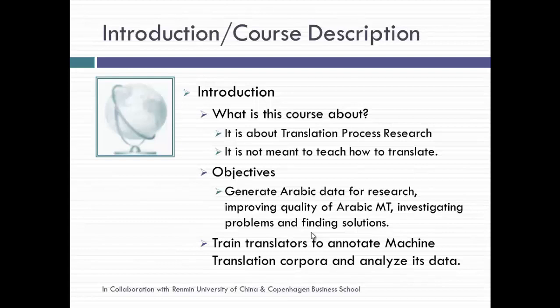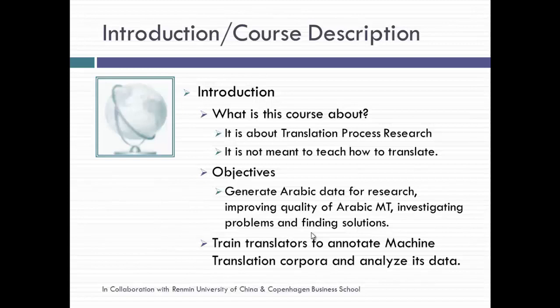This course is not meant to teach you how to translate, because most of you are professional translators, and the objective of this course is to try to find out what happens in the brain of an Arabic translator when he translates from Arabic to English or from English to Arabic. And the main objective of this workshop is to generate Arabic data for interactive machine translation research, and also for improving the quality of Arabic machine translation, such as Google Translate and Bing Translate and so on.